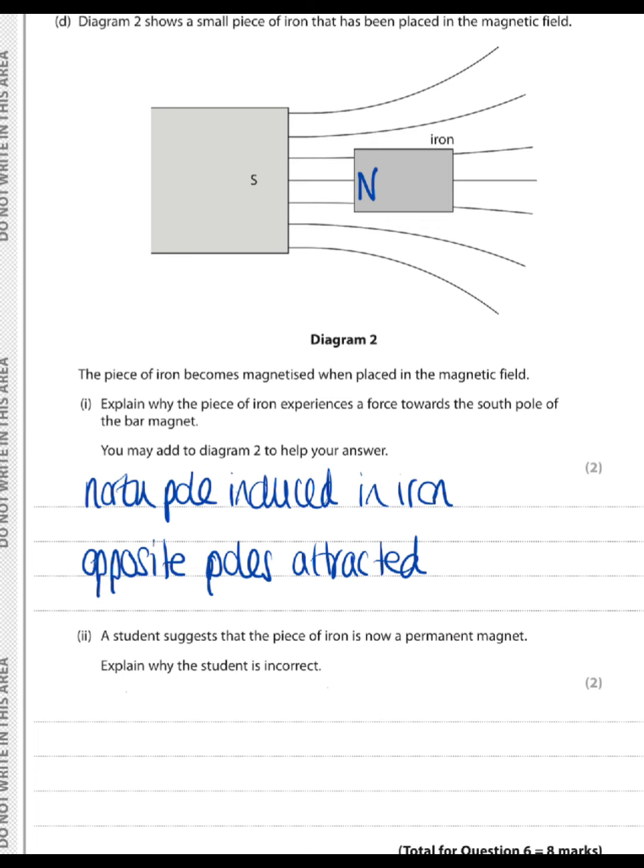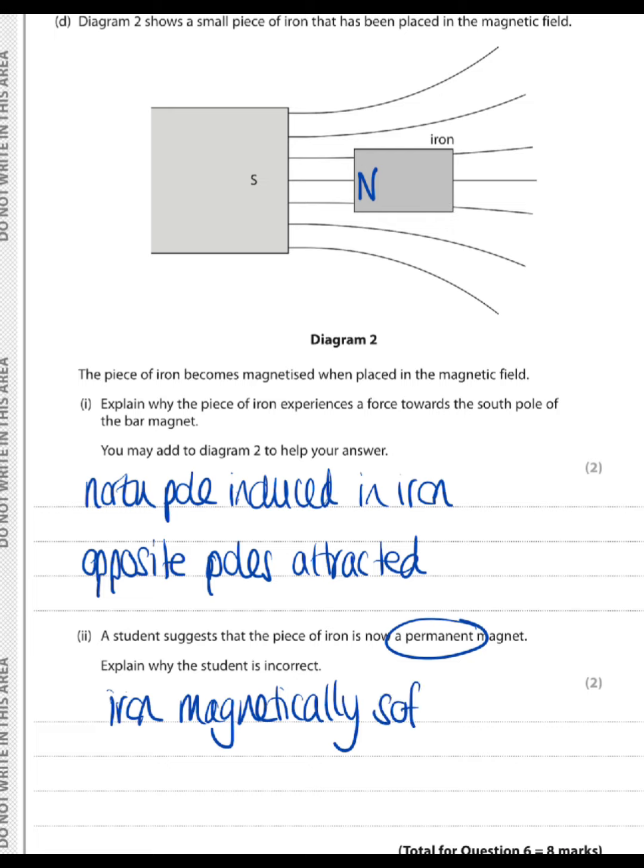So a student suggests that the iron is now a permanent magnet. Explain why the student is incorrect. Permanent means that the magnetism remains. The key thing about iron is that it is a magnetically soft material. That's why we use it in all of the things like cores and electromagnets. So it's magnetically soft, and what that means is it's very easy to magnetize and to demagnetize it.